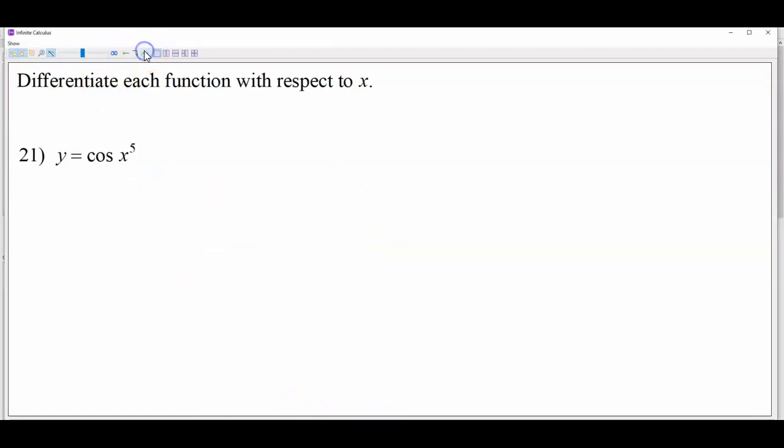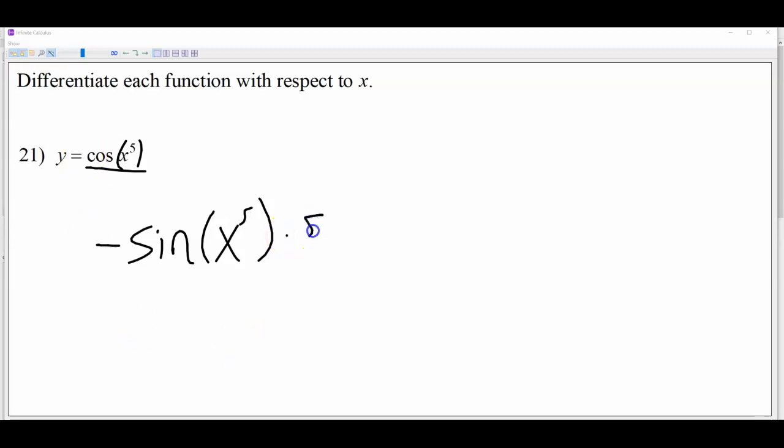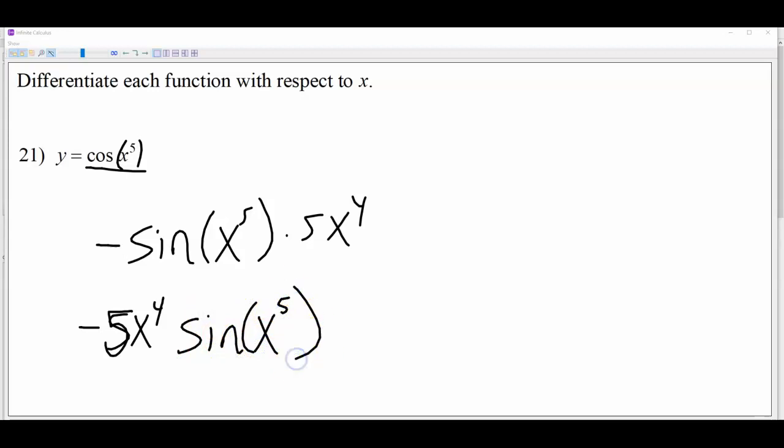Go ahead and take a look at our last trig one, I think it is. Could be wrong, but we'll see. The derivative of cosine is negative sine. And then we're going to multiply that by the derivative of the inside, which is that x to the 5th. So the derivative of x to the 5th would be 5x to the 4th. And you could just multiply that here. Or if you want to move it to the front, you would have negative 5x to the 4th. Make that look more like 5 times sine of x to the 5th. All right, there you guys have it.